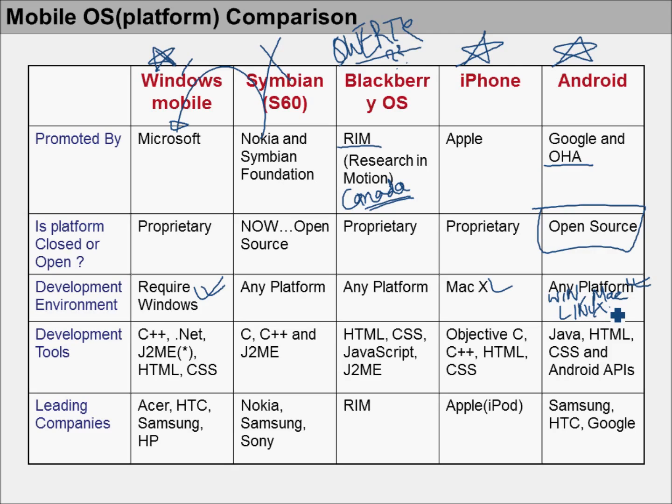Now, what kind of language and tools do you need to develop applications in these operating systems? Let us start with Windows. If you want to develop a mobile application in Windows, then you need to know C++ and .NET. If you want to do it on iPhone, then you need to use Objective-C. If you want to do it on Android, then you need to know Java. So depending on your skill set, how good you are, and what the requirement of development is, you can choose which operating system you want to start with for developing a mobile application.